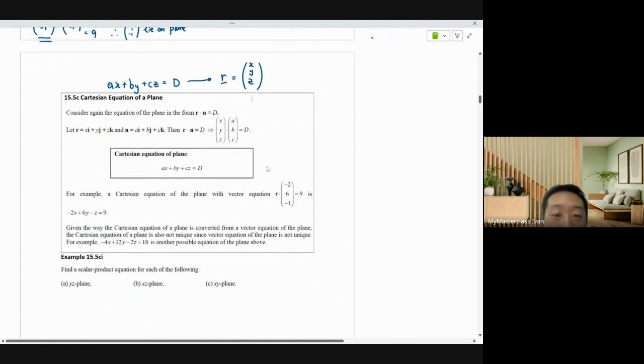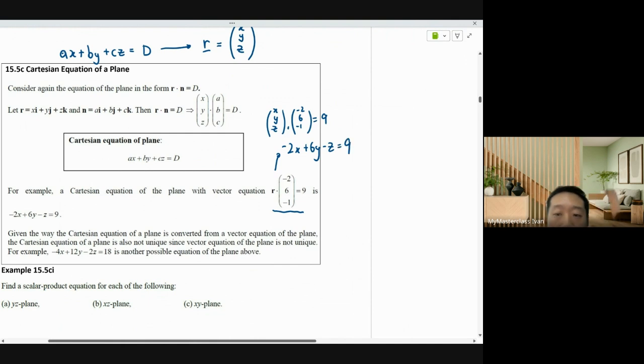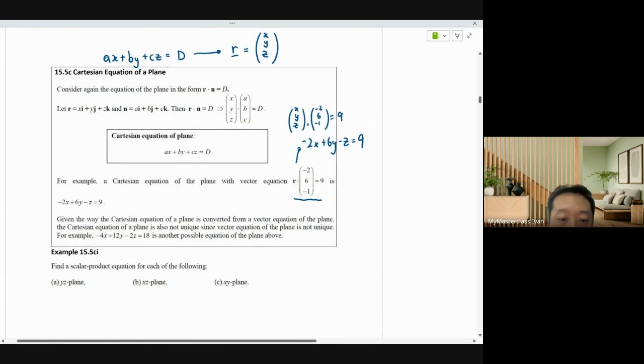So if I want to convert this, this was just now my dot product form equation, right? R means X, Y, Z. So write down on top: X, Y, Z dot minus 2, 6, minus 1 equals 9. So you just dot it out. So negative 2x plus 6y minus z equals 9. So just dot it out. R means X, Y, Z.